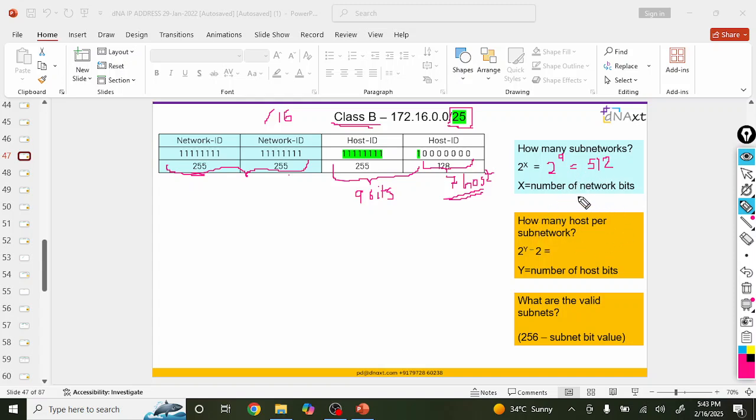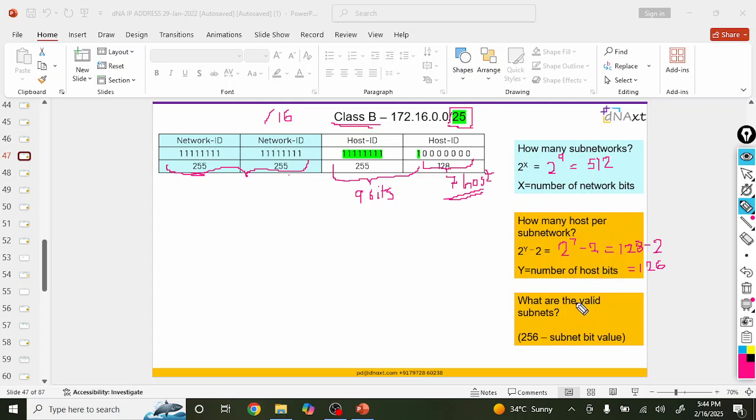Okay, how many hosts per subnetwork? That is 2 to the power y minus 2, where y is the number of host bits. How many host bits do we have over here? 7. So 2 to the power 7 minus 2. What is the value of 2 to the power 7? 128. 128 minus 2 is 126 hosts or endpoints you can attach in each subnetwork. 126 IP addresses you will get in each subnetwork.